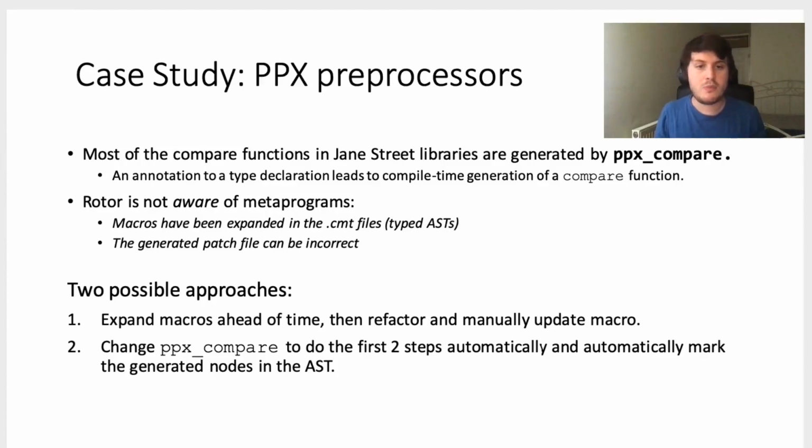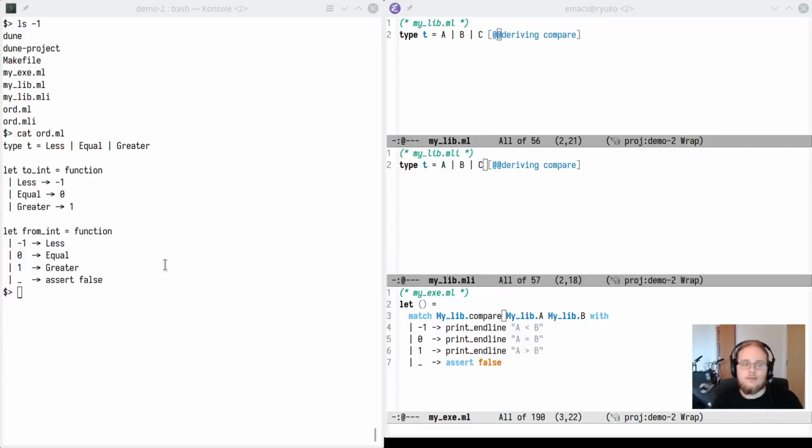And I will now let Joe present you an example of his compare transformation procedure in the following demo. Let's look at how Rotor interacts with preprocessors. To do this, we'll make use of the ppx_compare library, which generates comparison functions for user-defined types.